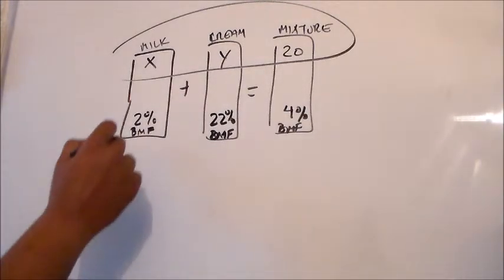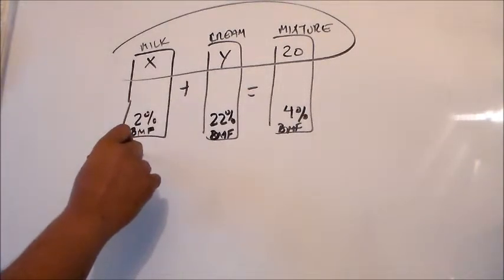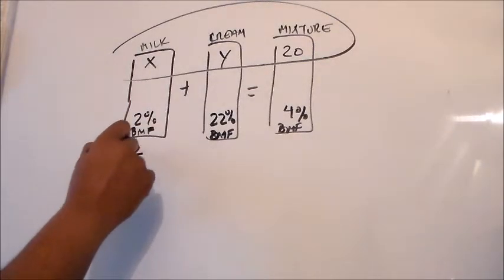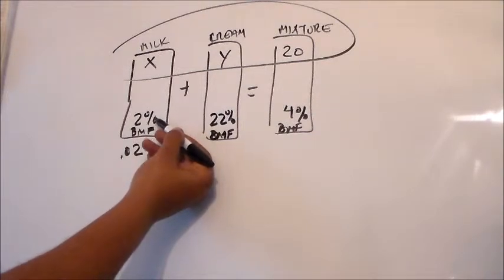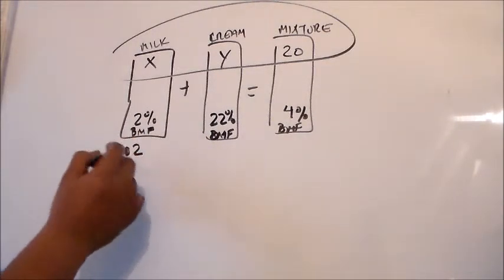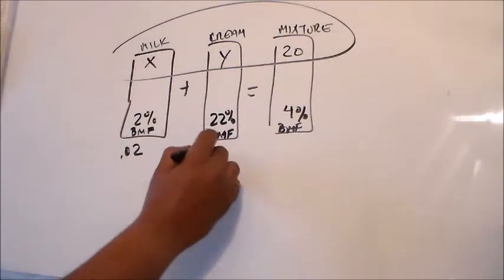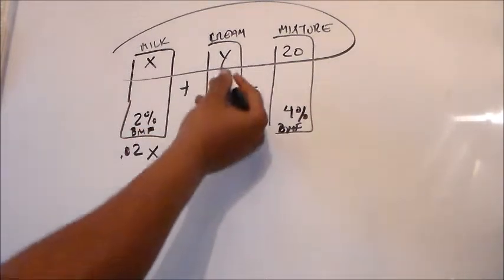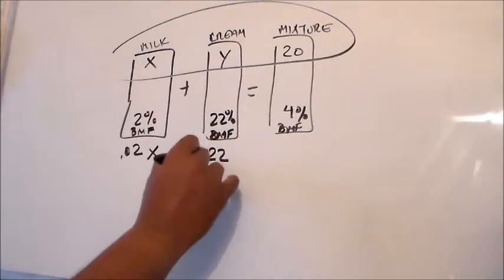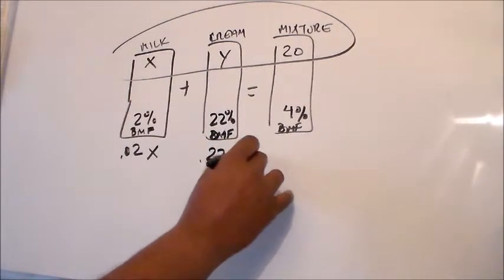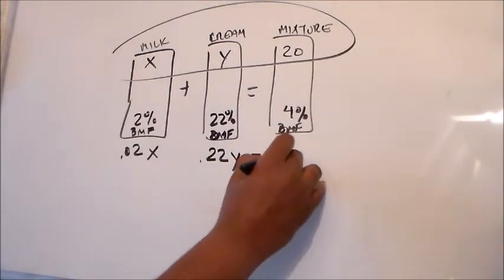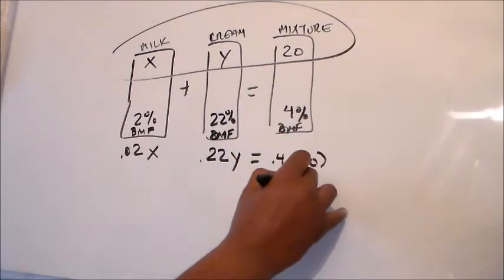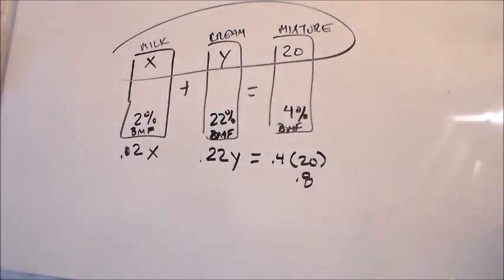Alright. And then 2%, 0.02. We have to learn how to transform the percentages into decimals. So 2% is 0.02 X, plus 0.22 Y, and that's going to equal the quantity of 0.04 times 20, which is going to equal 0.8. Alright, so that's how we set it up.